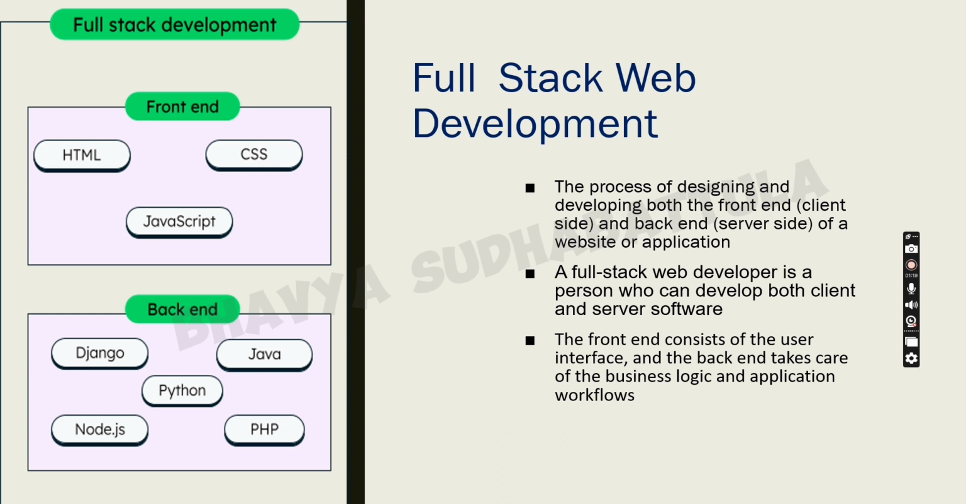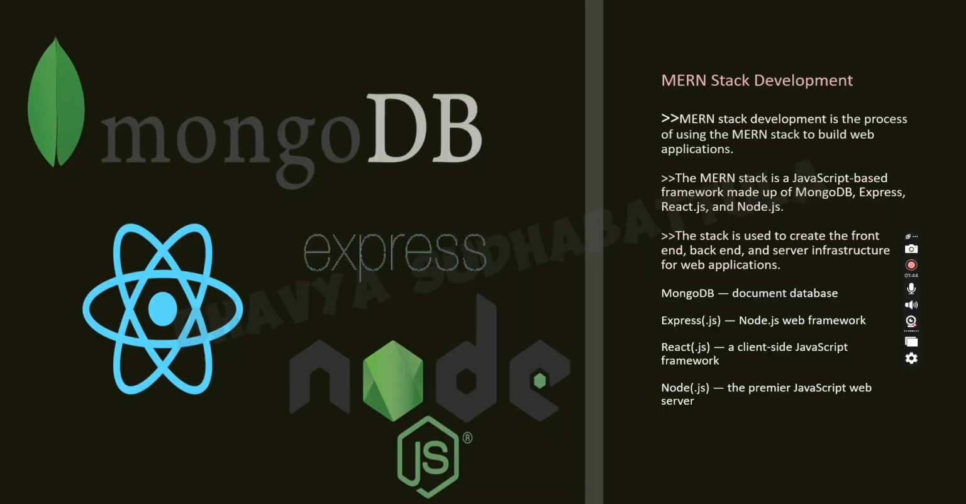Generally the front end consists of the user interface and the backend takes care of the business logic and the application flow. We use HTML, CSS, JavaScript for the front end, and we use Django, Java, Python, PHP, Node.js in the backend. Generally, the client visible page is the front end and the backend consists of the database. Whichever data is coming to us, it may be in the form of a database.